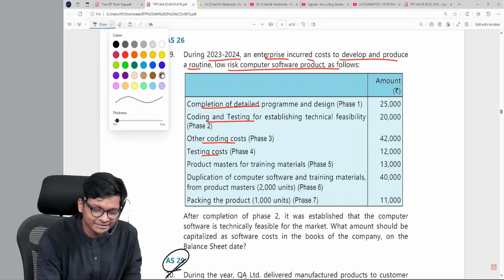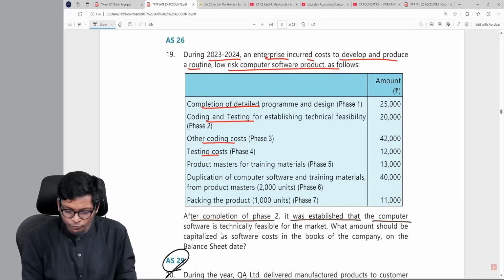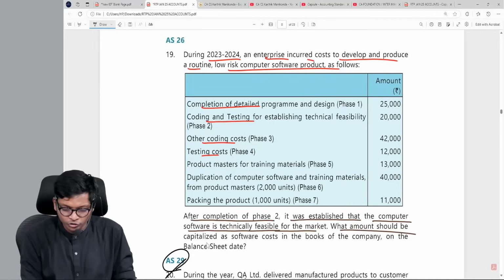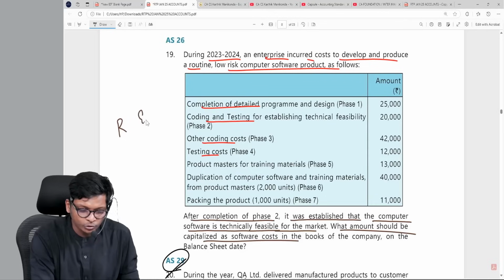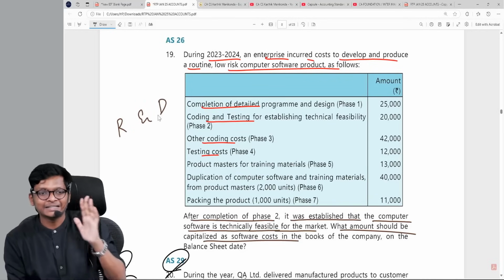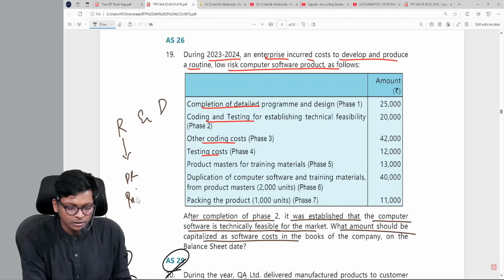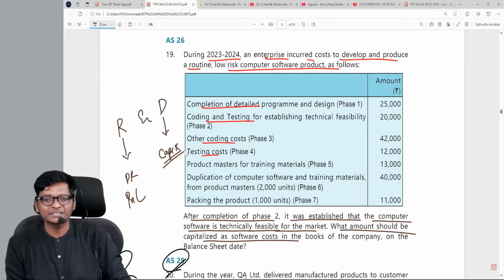Now what they're saying, guys, after completion of phase 2, it was established that the computer software is technically feasible for the market. What amount should be capitalized? Wherever you studied, AS 26 talks about two phases, research and development. Any expenditure in research will be debited to your P&L account. Any amount in development will be capitalized to the balance sheet. This is what we would have discussed always, guys.